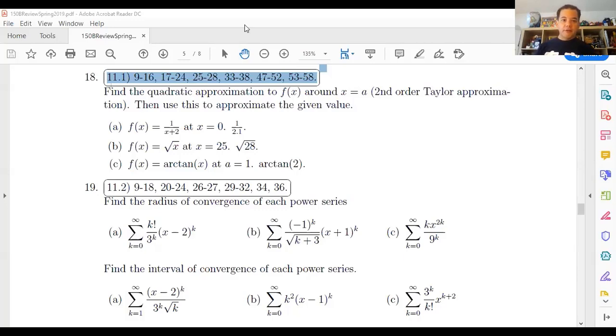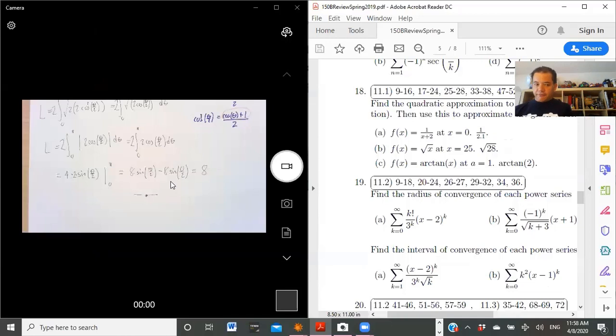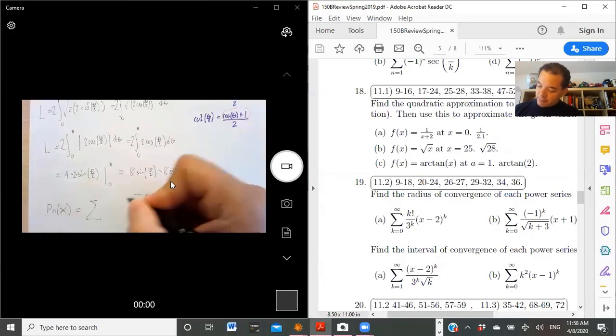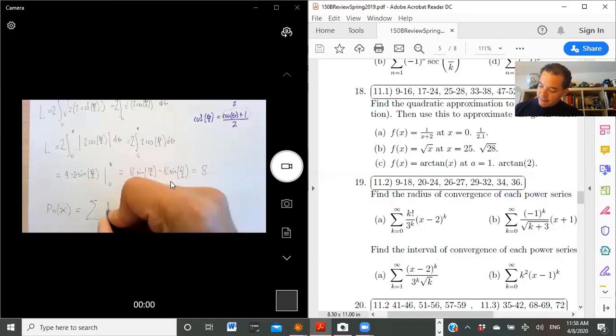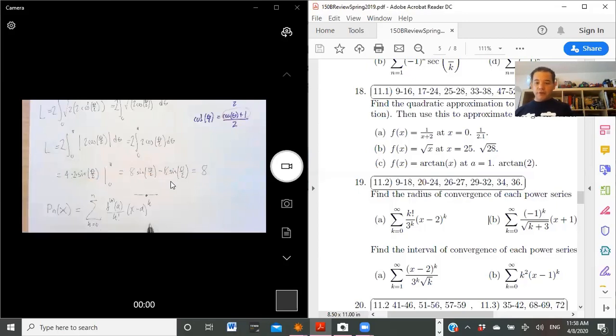Let me put it on the screen. In fact, let's see if I can do this. So here's the formula you want for the Taylor polynomial. The thing you need to remember is that the Taylor polynomial Pn of x, centered at a, is given by the sum of the kth derivative evaluated at a divided by k factorial times x minus a to the power k, from k equals 0 to n. All right, so this is what we need to do for this problem.